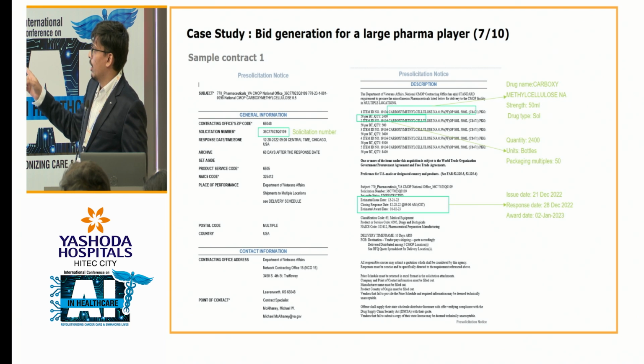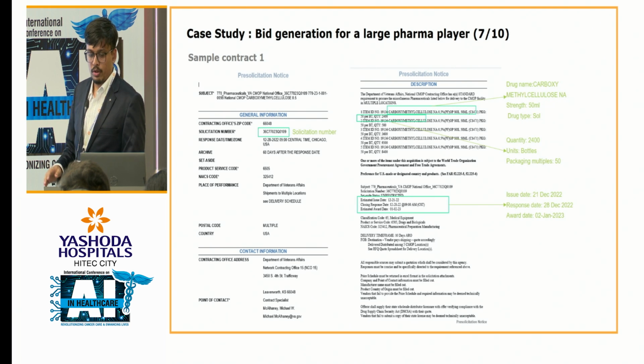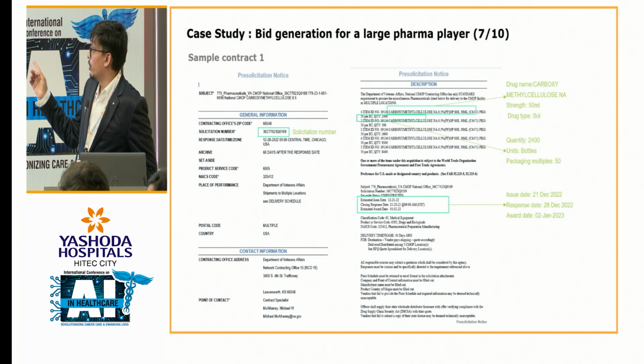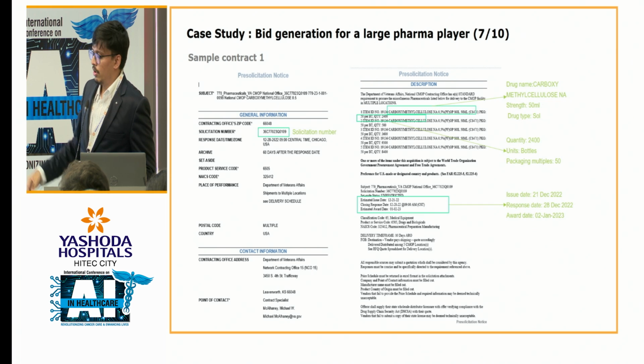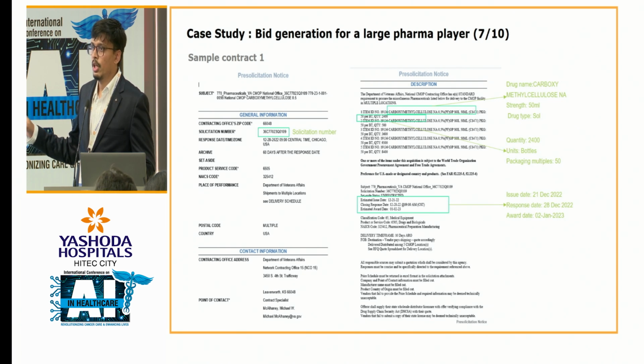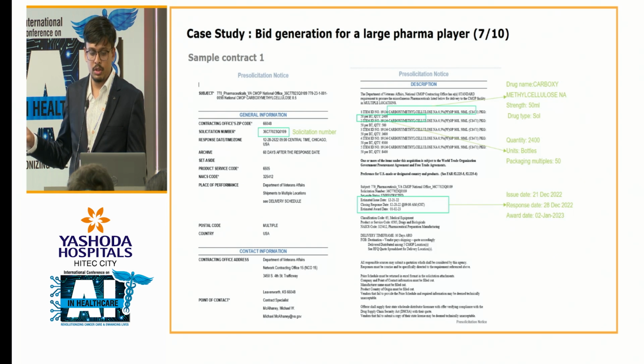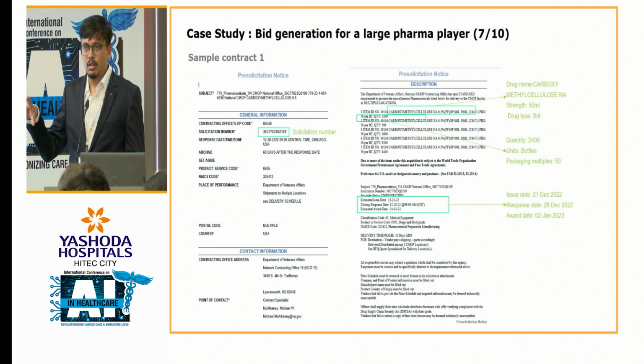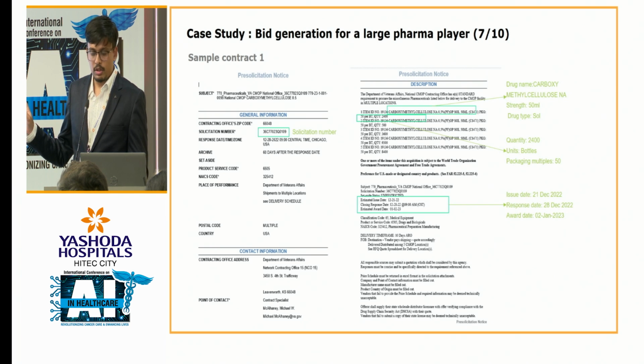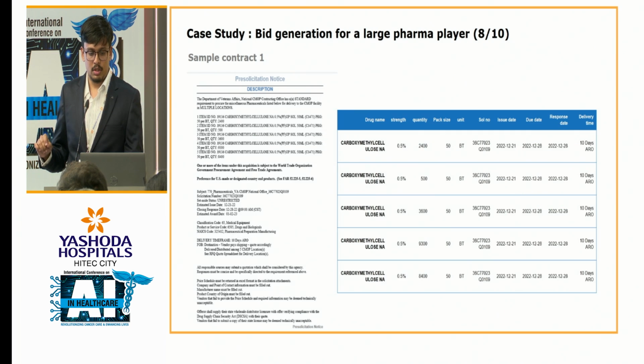For example, here is one sample document. The drug that you want to extract is carboxymethyl cellulose. The strength is 50 ml, drug type is solution. The quantity is 2,400 units, in bottles, packaging multiples is 50, and so on. So this is how a sample contract looks. The idea is to read through this, extract the information, create the bid for these drugs, and then share the bid with the sales team. This is a sample document.